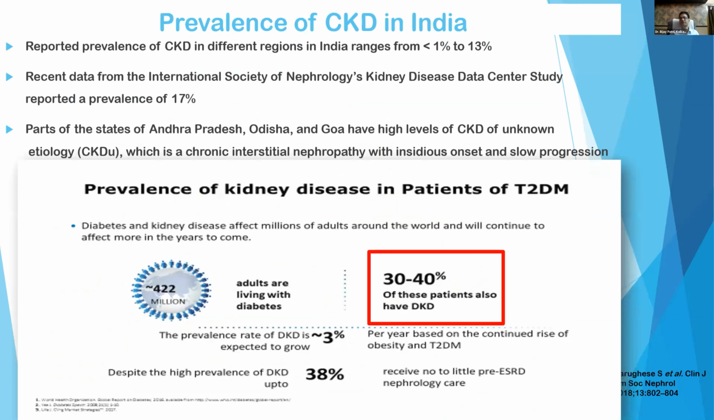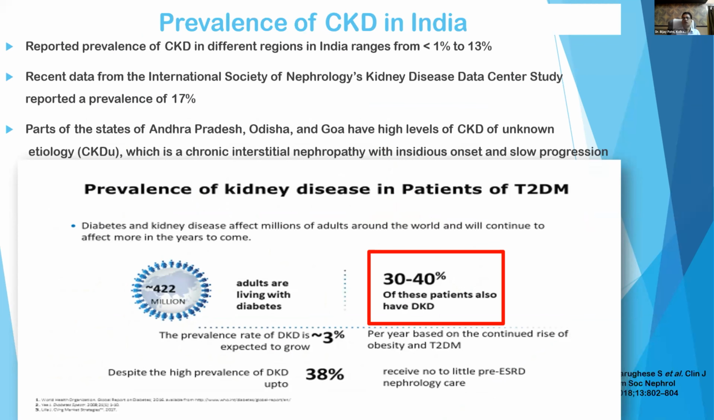So what is the prevalence as far as India is concerned? This is quite variable because we have different studies from different parts of India. But overall, what the International Society of Nephrology Kidney Disease Data Center said, it is about 17%, but in India, it could be variable right from 1 to 30%. In certain populations, it is much more than that.